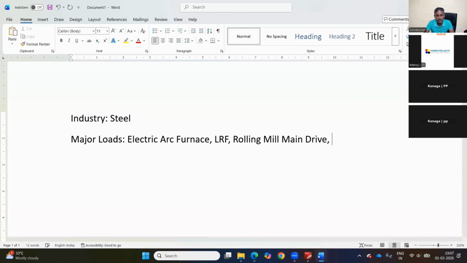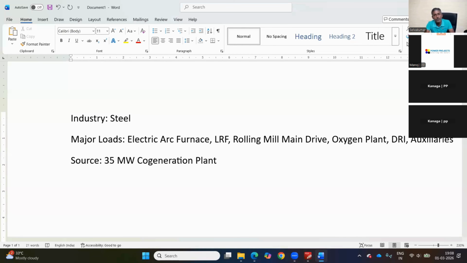oxygen plant, and dry iron, and a few auxiliaries. These are probably the major loads. Source: the system has a 35 megawatt, it's not a combined cycle plant, cogeneration plant.